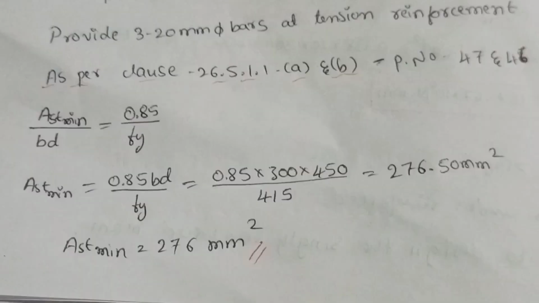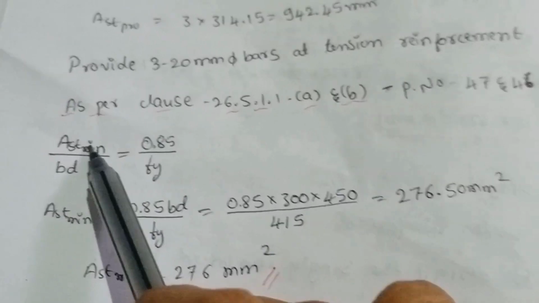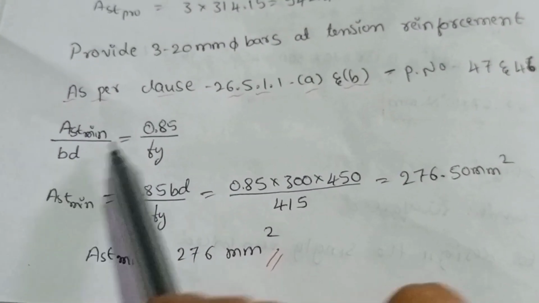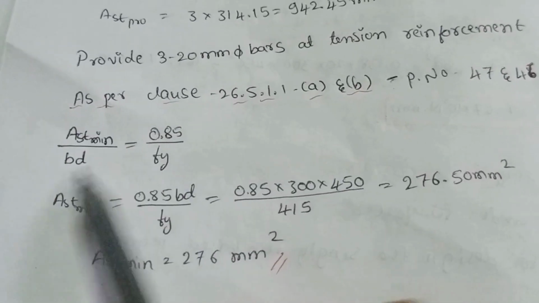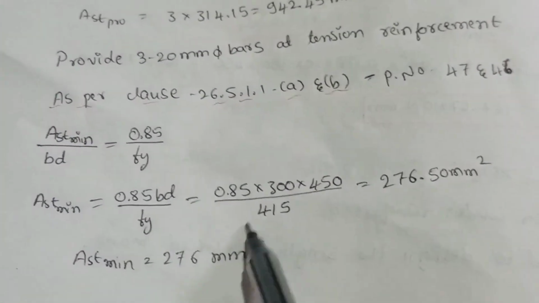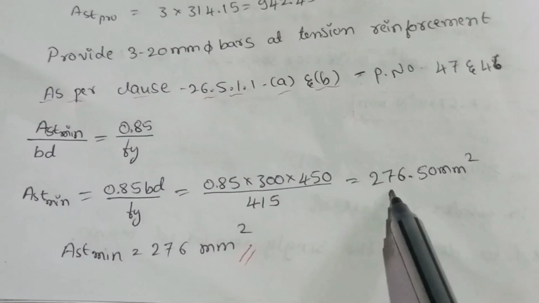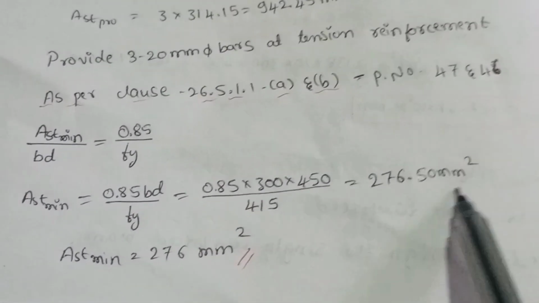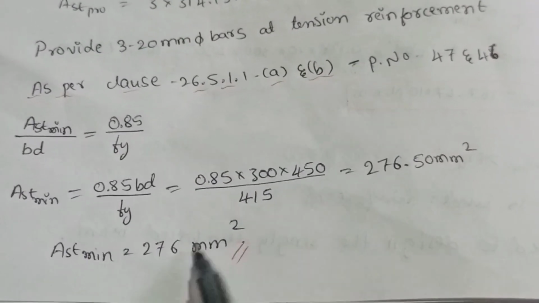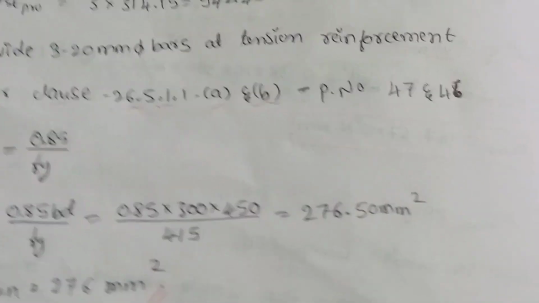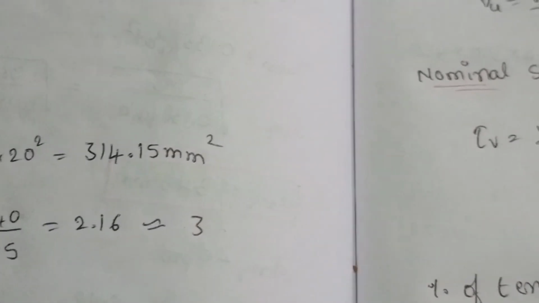So by using this formula which is given on page number 46, that is AST minimum divided by BD is equal to 0.85 divided by Fy. So I am moving BD to the other side. After simplifying this, substitute all the values. After simplifying this, we will get 276.50 mm square. So our AST minimum is 276 mm square.